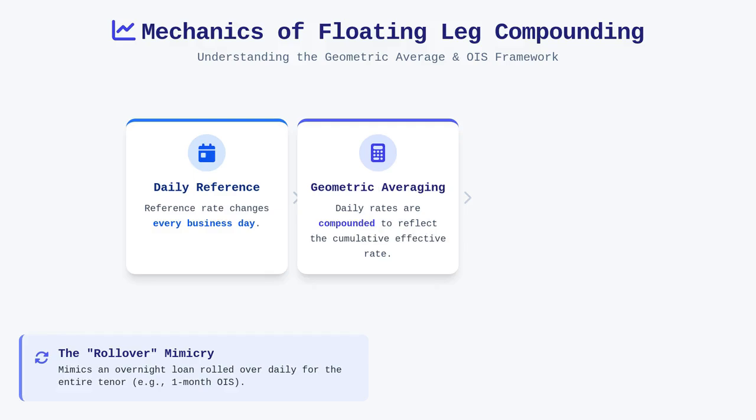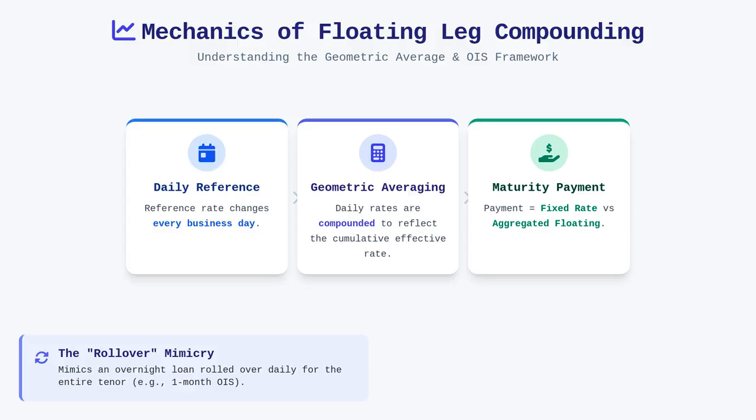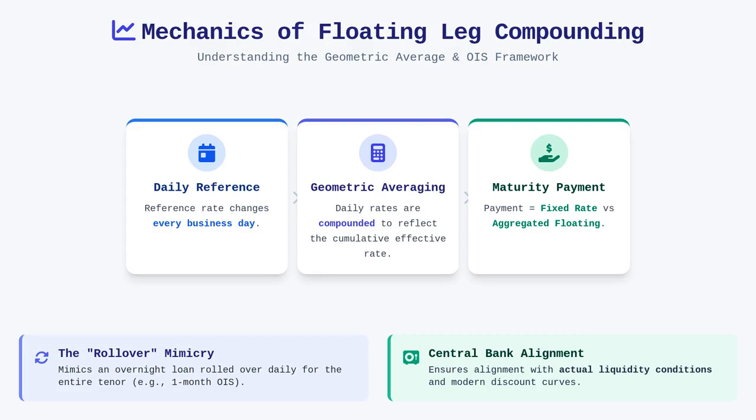If we consider a one-month OIS, the party paying the floating rate is essentially mimicking an overnight loan that is rolled over every single day for the duration of the month. The resulting payment at maturity represents the difference between the fixed rate leg and the aggregated, compounded floating performance. This compounding ensures that the swap remains aligned with the actual liquidity conditions of the central bank, which is why it has become the bedrock of modern discount curve construction.